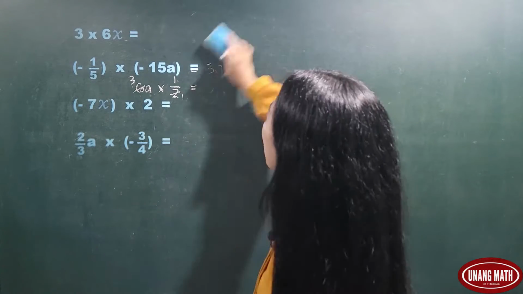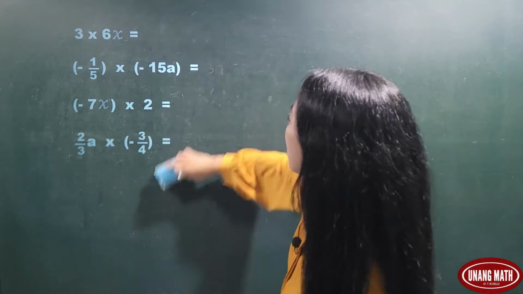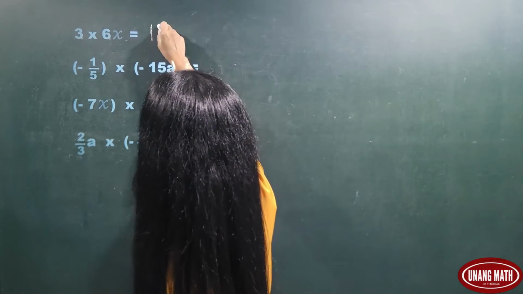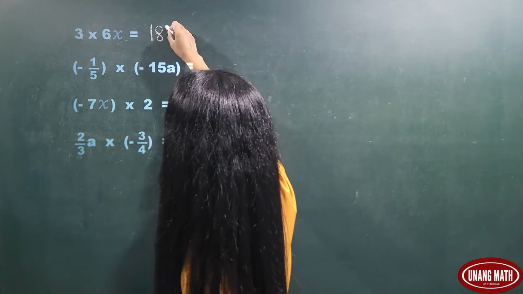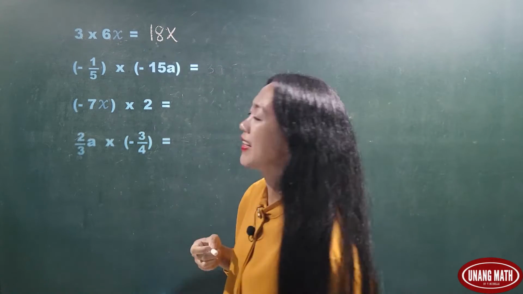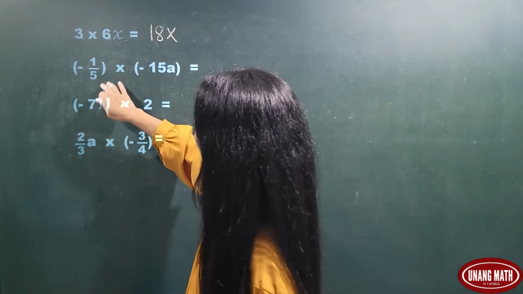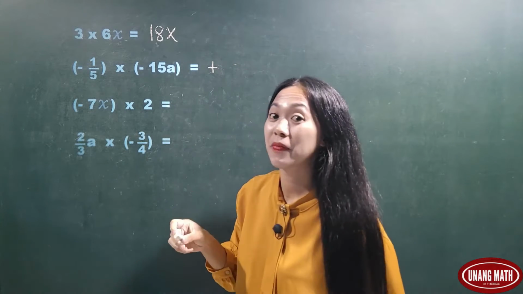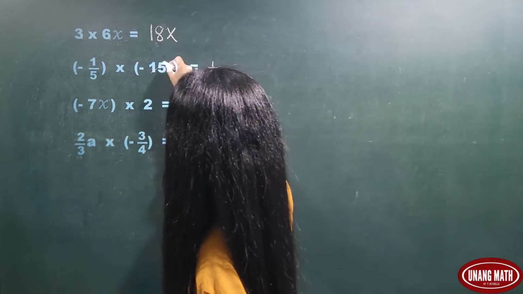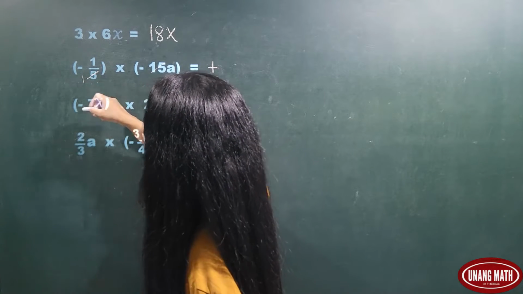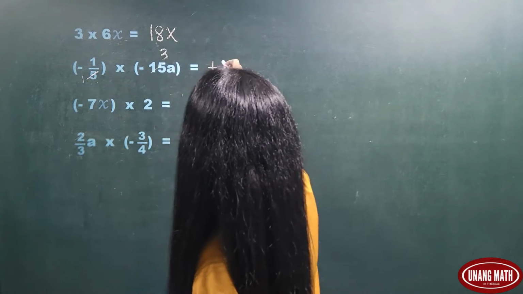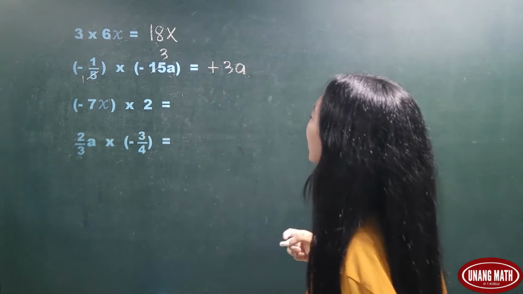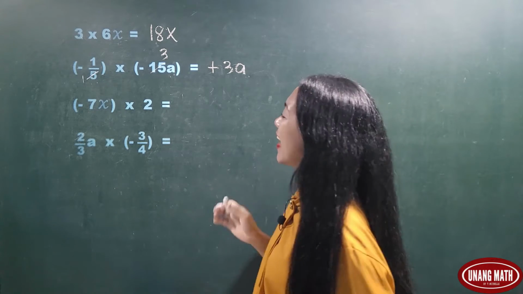Okay, let's move on. More examples on how to multiply and divide monomial. We have here 3 times 6x. So 3 times 6, 18. And then the variable x must be written to the right of 18. So we have 18x. Negative 1/5 times negative 15a. So negative times negative, the answer must be a positive number. Okay, let's simplify first. 15 and 5 can be simplified. So this becomes 1. This is 3. So 1 times 3 is 3. And then the variable a must be written to the right of 3. So we have positive 3a or 3a.